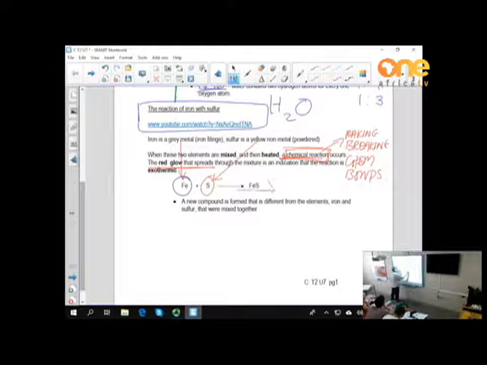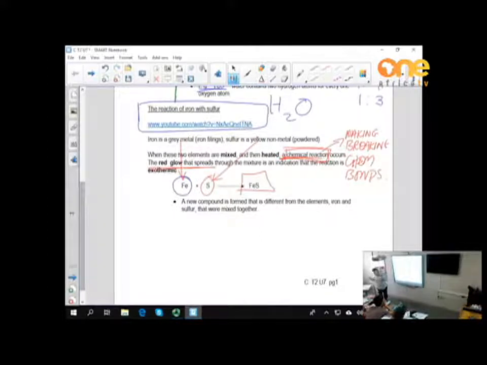We get a new substance, iron sulfide. Iron sulfide looks different to the iron filings and to the yellow color of the sulfur that it was originally made up of. And we will see in the video clip, it's a dark brown, blackish substance that is formed. If you tested it with a magnet, we will find iron sulfide is not at all magnetic, even though it contains iron.